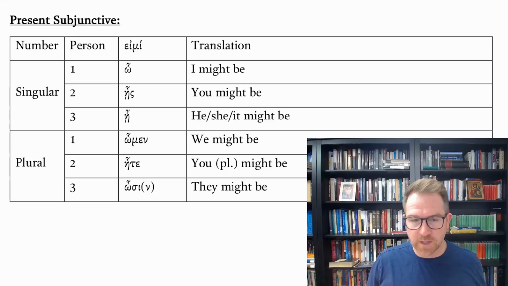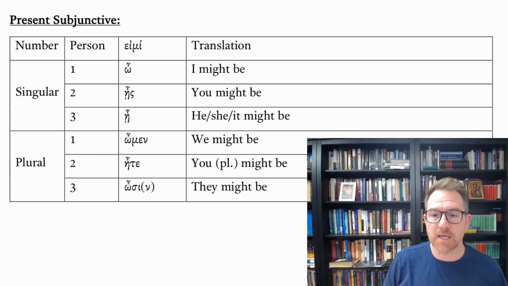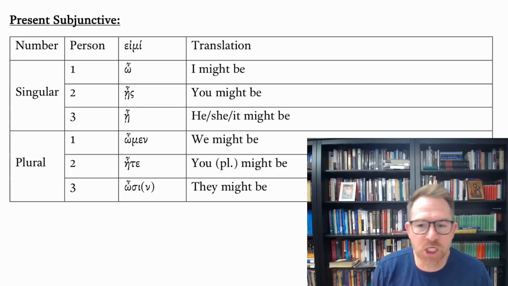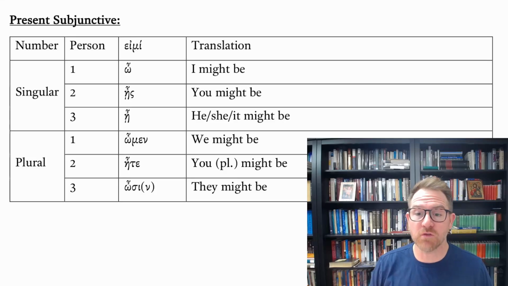And of course, we have our present subjunctive of eimi: ō, ēs, ē, ōmen, ēte, ōsi. This is I might be, you might be, he, she, it might be. This is again the mood of possibility that we've been talking about with the subjunctive. So this has been a fairly lengthy introduction to the subjunctive and how it actually gets used in sentences, both from the New Testament and example grammar sentences.